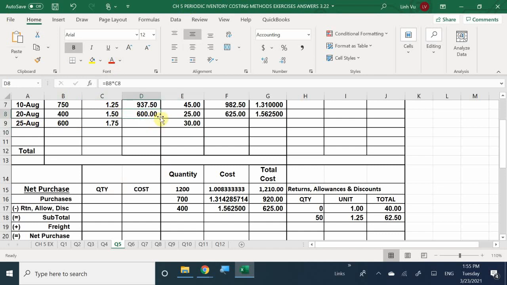1,050. What is my total cost? 1,800, or no, 1,080. Sorry. No, that's fine. That's good. And then lastly, what is my cost per item? $1.80 even. Good.